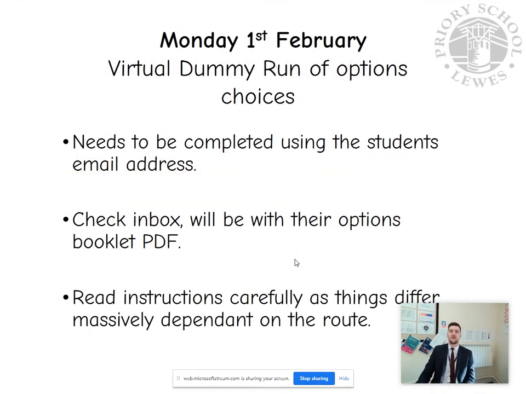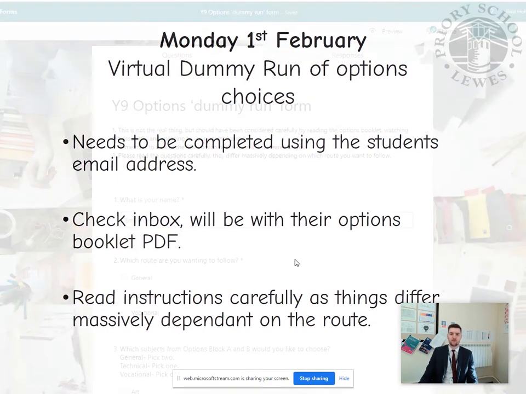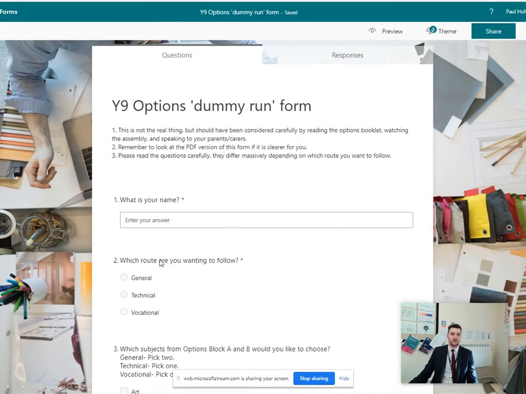So, the next thing: you've read the booklet, you've watched this video, you've discussed with your parents, and the next thing I'd like you to do is fill in the Microsoft Form. It looks like this. You write your name in, tell me what route you want to do, and I've given you specific instructions. You click the ones you want to do, and then you submit the form. That will give me some information.